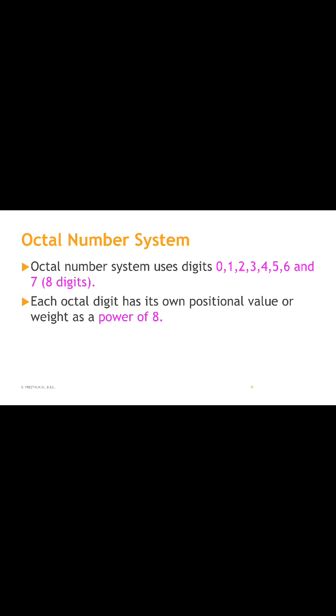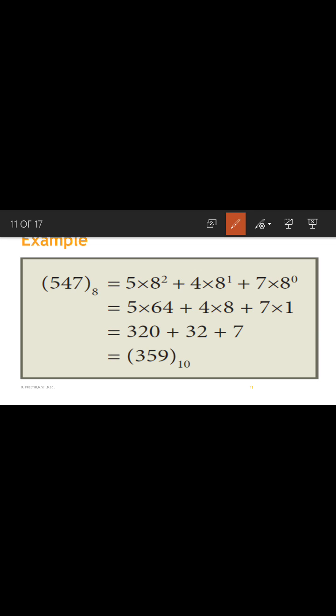The next one is octal number system. In octal number system, we have the numbers from 0 to 7. So totally we have 8 digits. So its base value is 8. So while in the positional value, we have to give the power of 8. So now see this example. So here 547. So now for giving the positional values, for 7 the power is 0, then 1, 2.